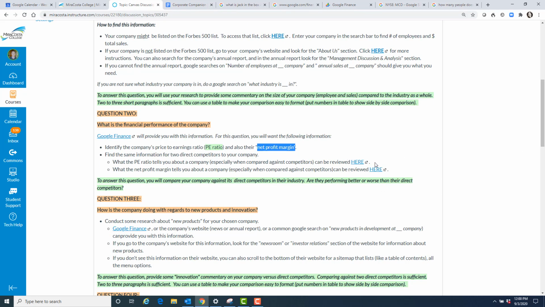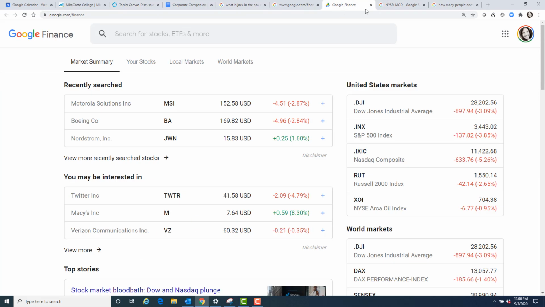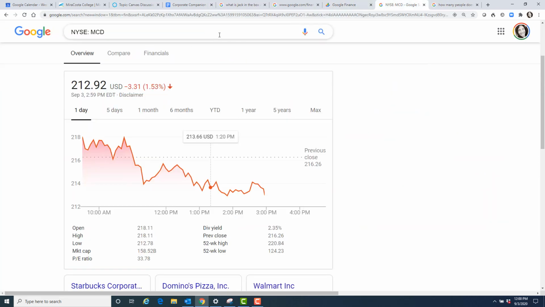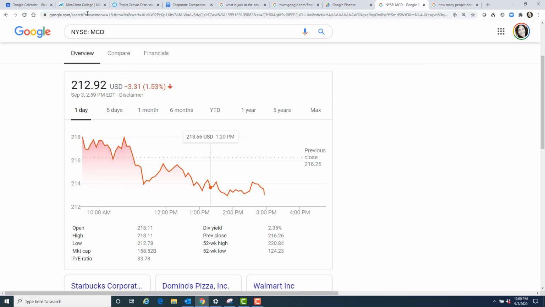Okay. So you'll get the PE ratio for, in this case, Jack in the Box and also McDonald's. And then the other piece we wanted from our discussion, I know I'm bouncing around here, was the net profit margin. The net profit margin right here. And these links tell you what this means for both PE ratio and net profit margin. So I'm going to go find the net profit margin for Jack in the Box.